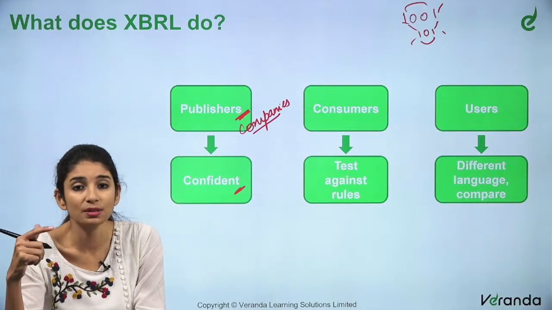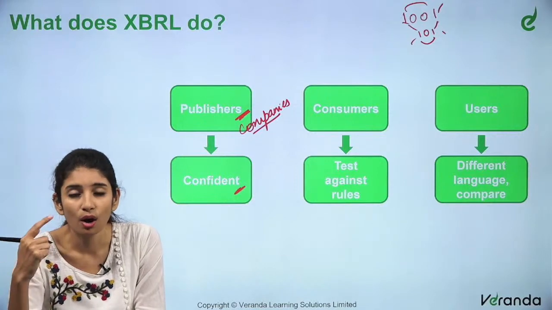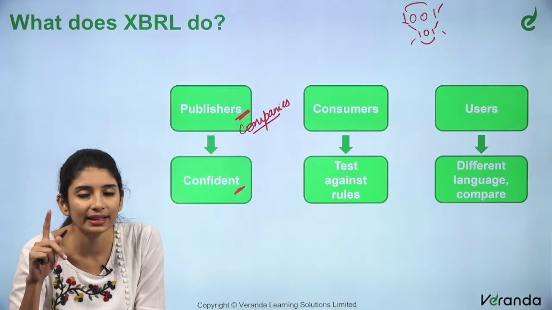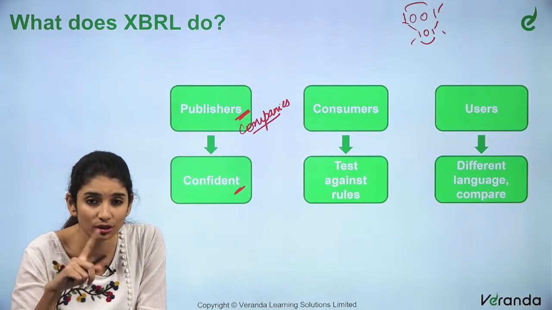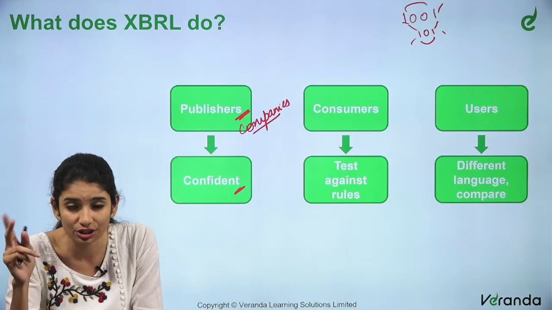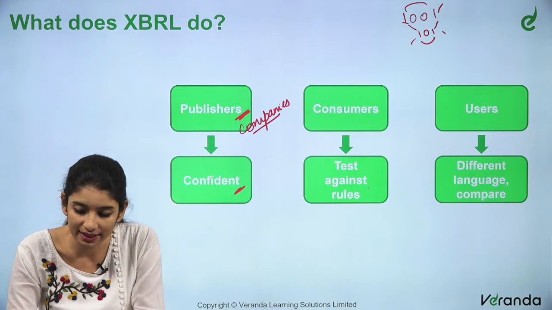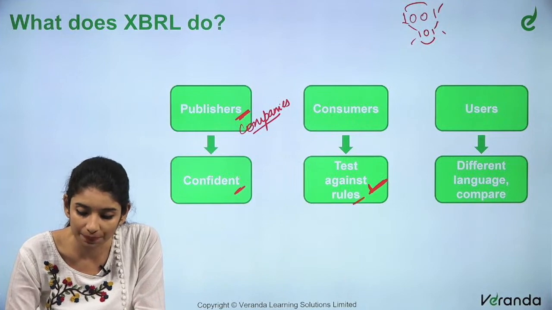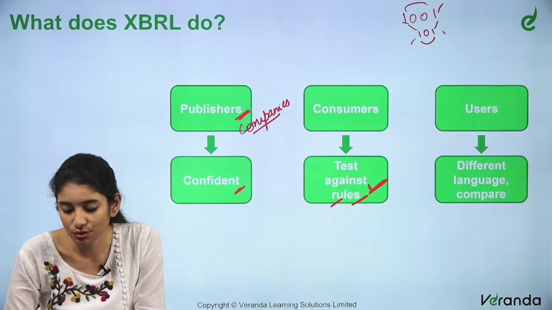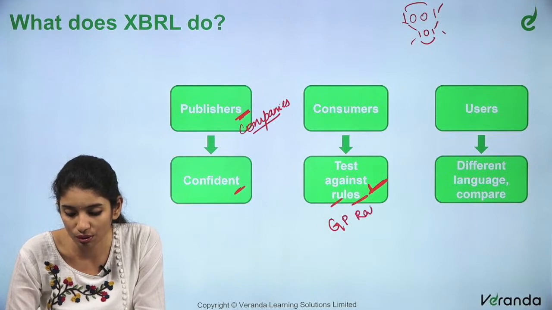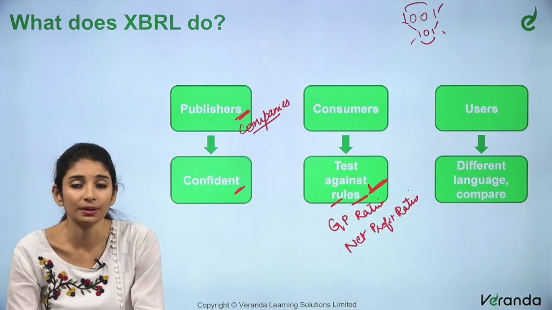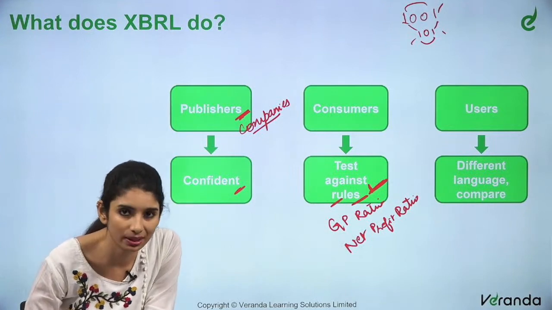XBRL format also has mechanisms to flag suspicious data or exceptional data. So in case anything is going wrong in the financials, your XBRL will highlight it or double check with you. Is everything okay? This was your ratio last year, this year this is the ratio. Do you want to recheck? Consumers can use XBRL to test against rules. They can have business rules, for example, what is the GP ratio, what is the net profit ratio. GP means gross profit, NP net profit, and they can compare it for many companies in the same industry. So they can test the statements against some rules.